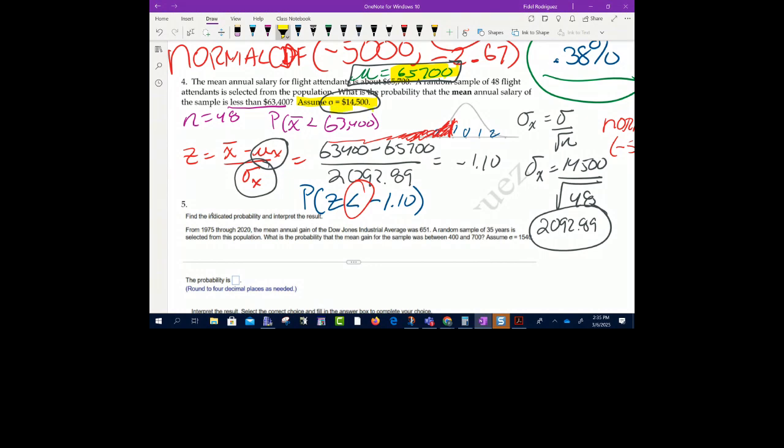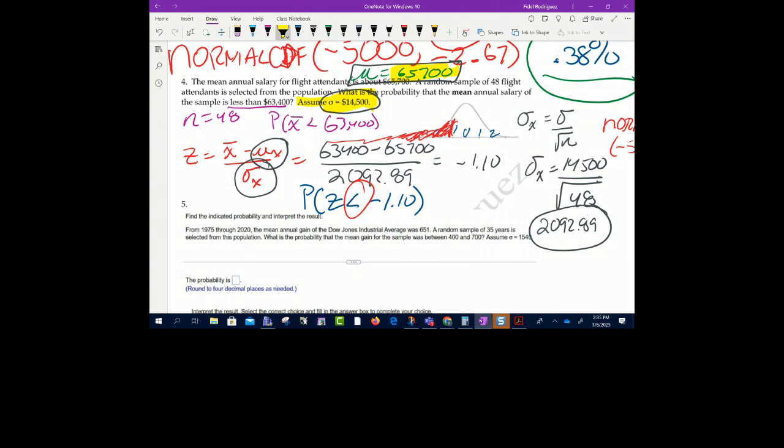65,700. And look at the standard deviation, 14,500. So what does that mean? We took all the flight attendants and found all their salaries, their average, and we found their standard deviation. So if your salary is 65,700, the next chunk over would be another 14,500, and the next chunk over to the left would be subtracting that number, right? 14,500, that's a pretty big amount of money, right?